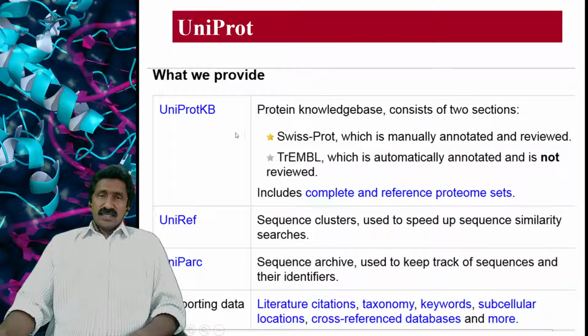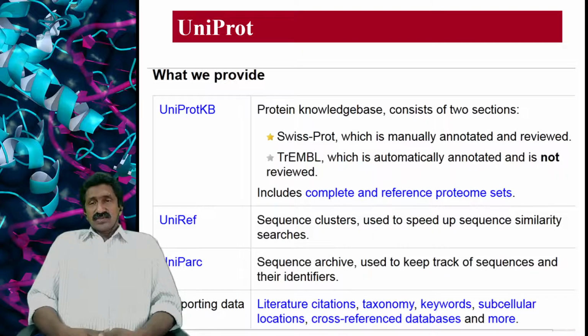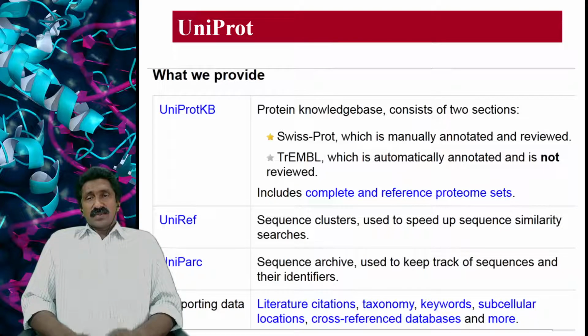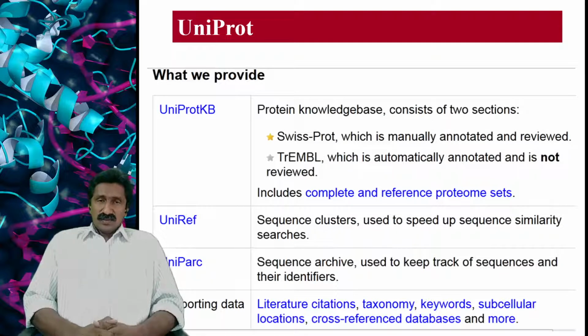Uniprot provides a protein knowledge base consisting of two sections. The first one is Swiss-Prot, which is manually annotated and reviewed. The second is TrEMBL, which is automatically annotated and not reviewed. This includes complete and reference proteome sets. So that's Uniprot KB. Then UniRef is a set of sequence clusters used to speed up sequence similarity searches. UniRef actually holds reference sequences or sequence clusters, which are usually required for speeding up the search.